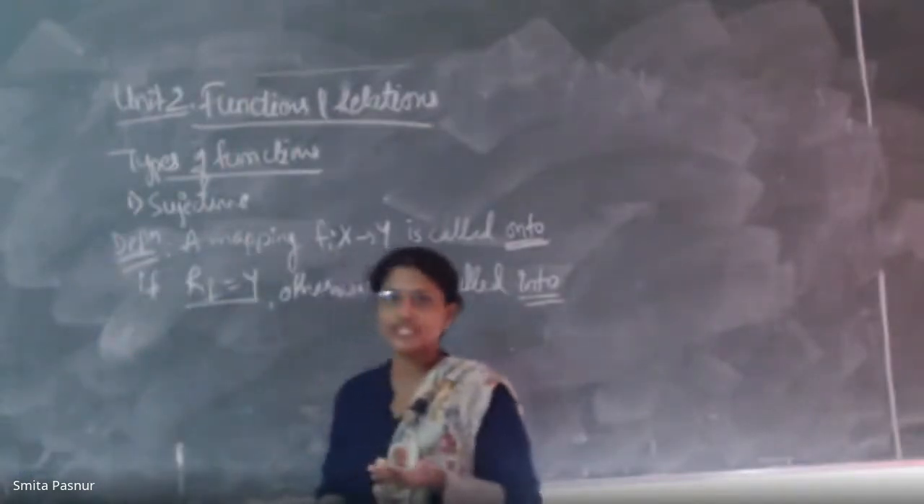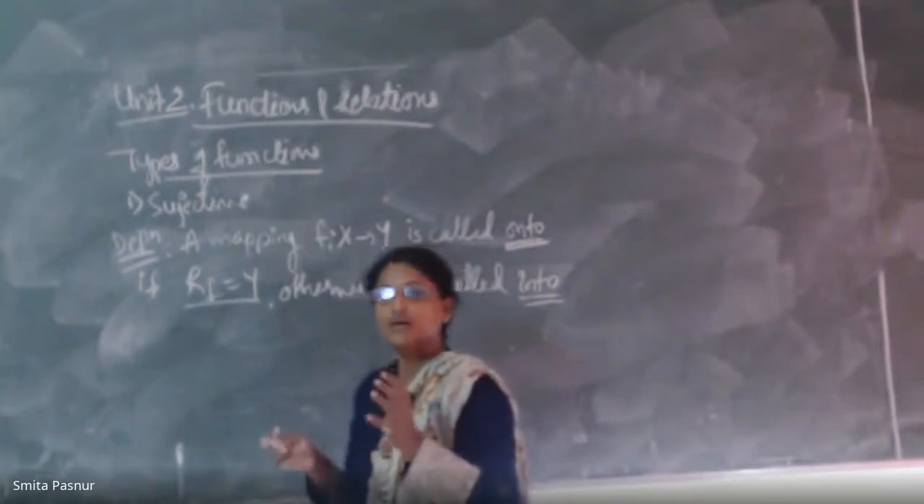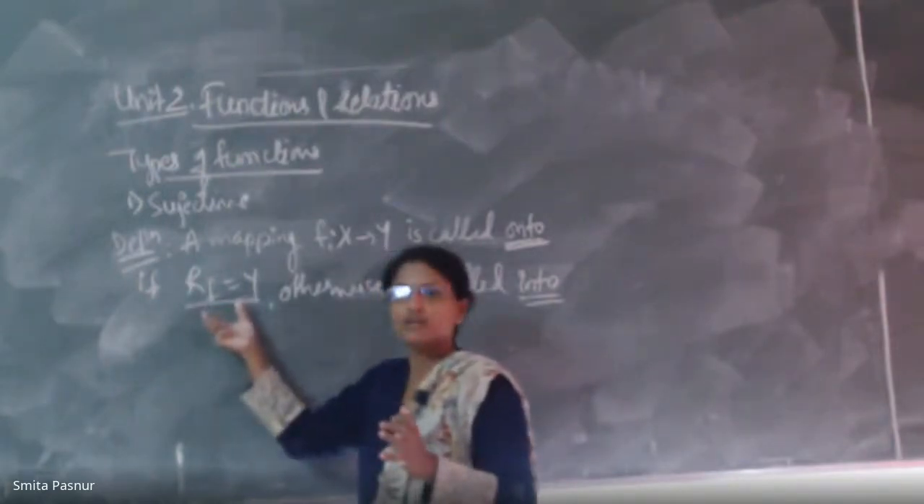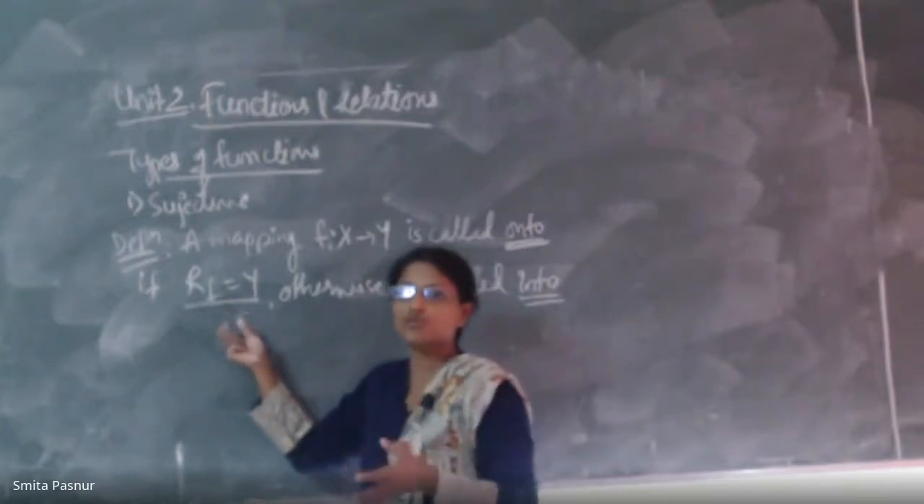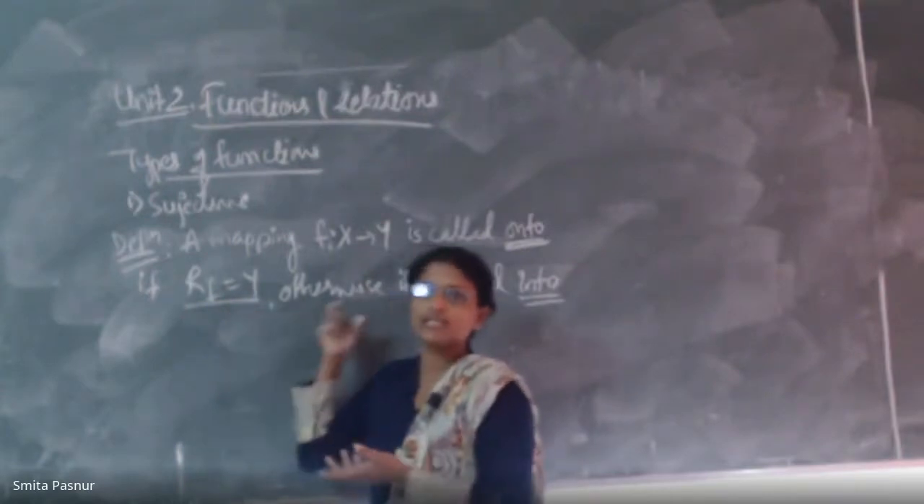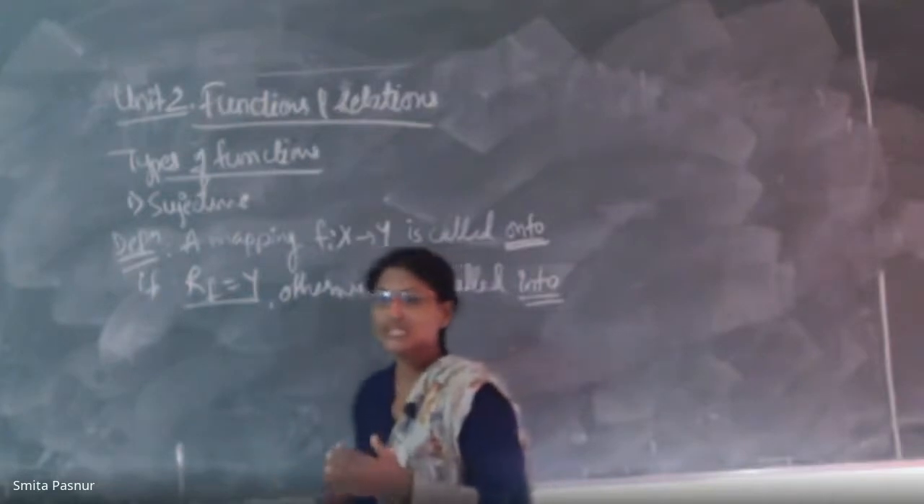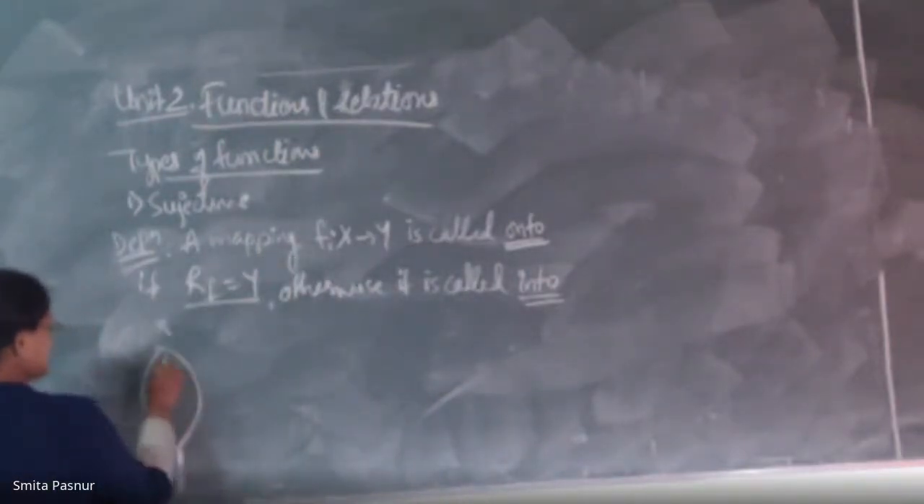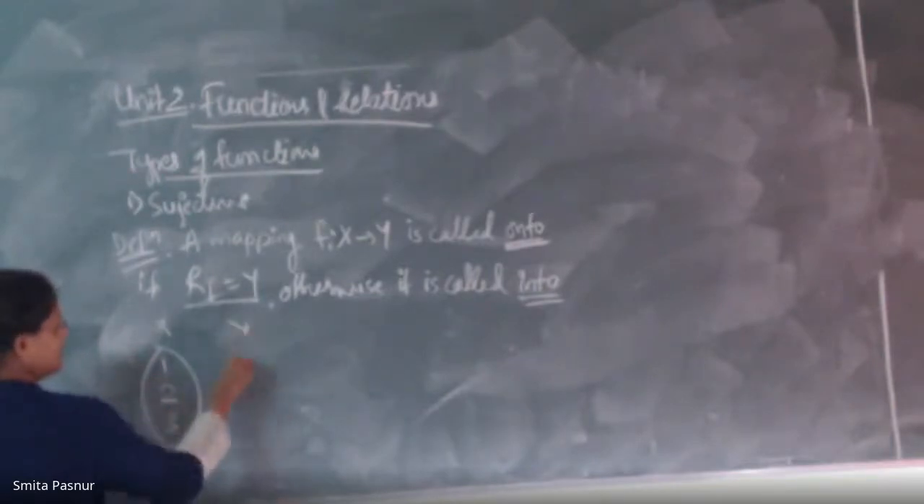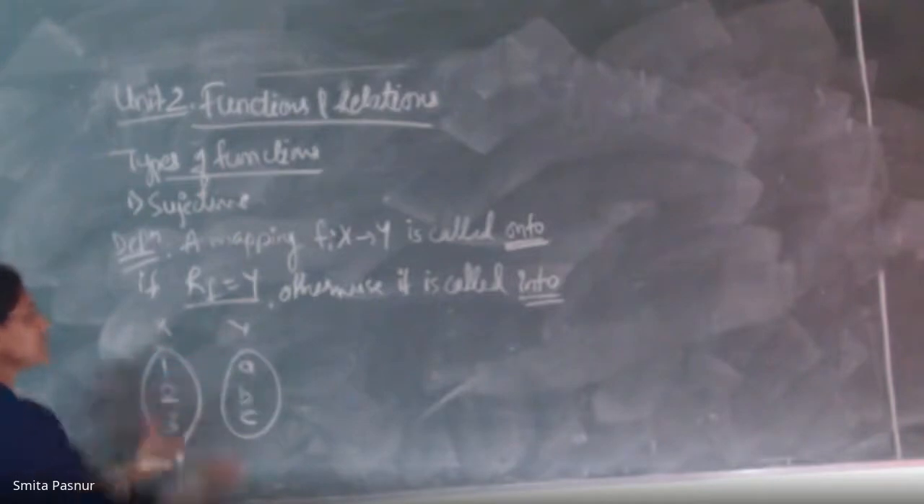What onto function tells is that you should have this range of y. The range of the function should be equal to y, that is onto. And if it is not equal to y, then it becomes into. So what is the example of this? Suppose these are the x elements 1, 2, 3, and we have the y elements a, b, and c.